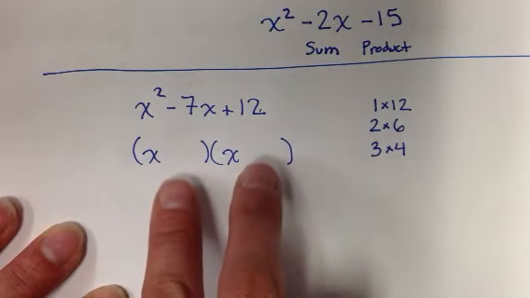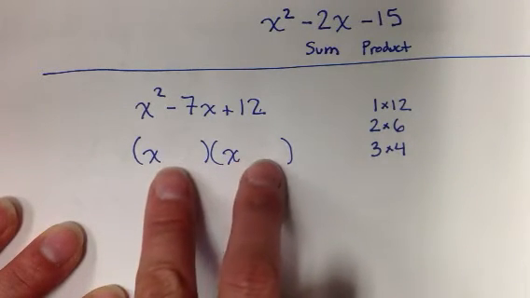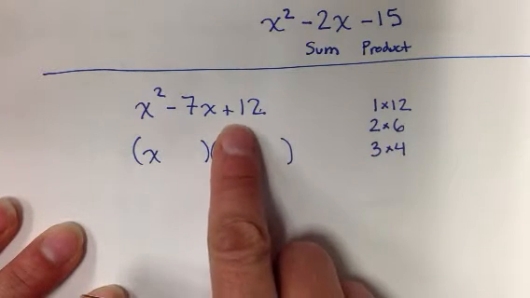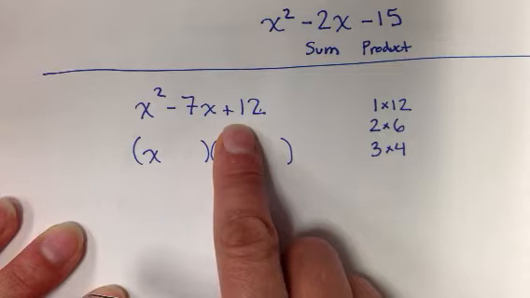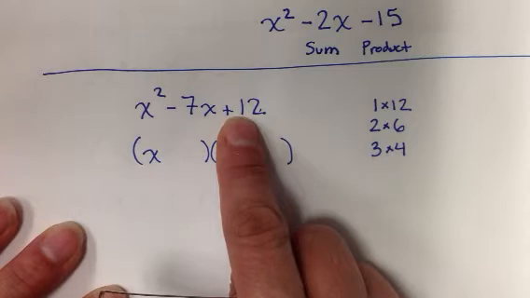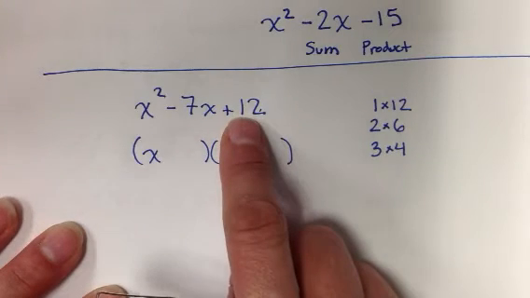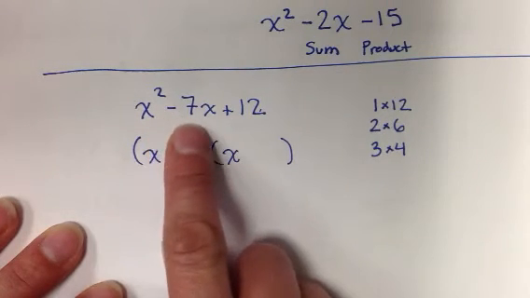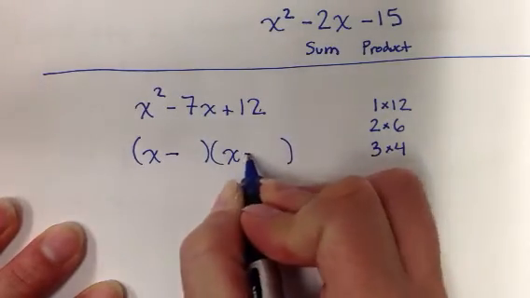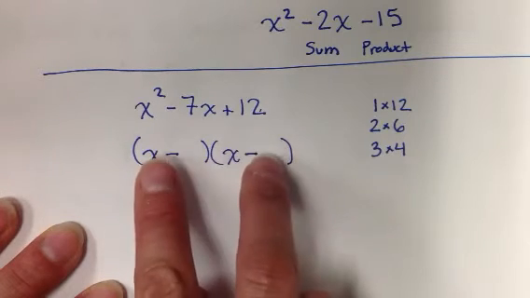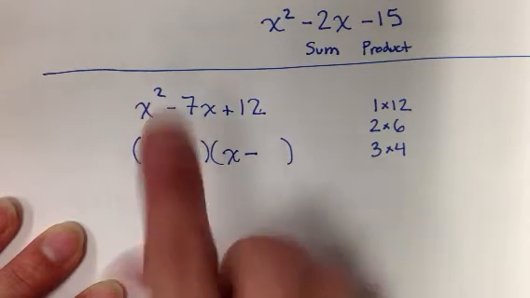Now, before I start figuring out which number it is, I'm going to decide what my signs are. To multiply and get a positive, I either have two positives, a positive times a positive is positive, or two negatives. A negative times a negative is positive. So I have two choices. To decide which one it is, I want to look at the sum, the middle term. Well, if the middle term is negative, this must be two negatives. Two negatives are going to multiply to be a positive and add up to be a negative.